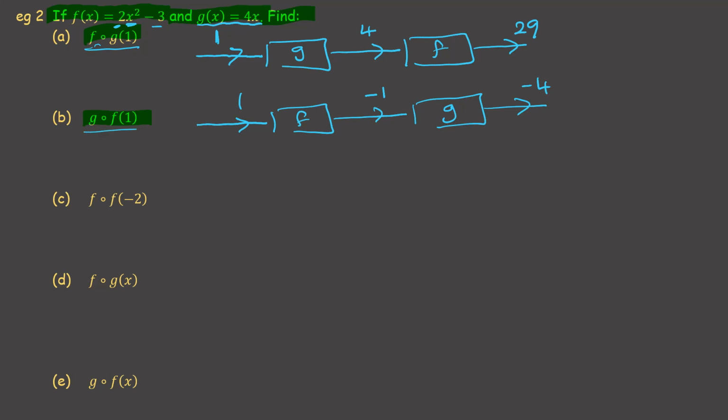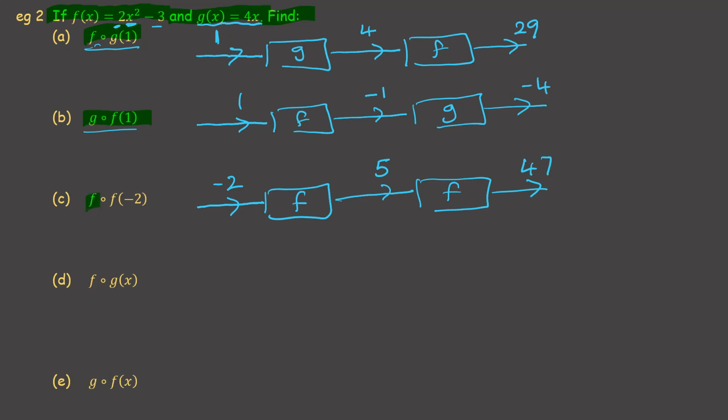We now want f of f of negative 2. So we're going to do f, and then we're going to repeat f. Now if I put negative 2 into f, square it, we get 4, double it, we get 8, take away 3, we get 5, and then put it into f again, square it's 25, times it by 2 is 50, take away 3 is 47.